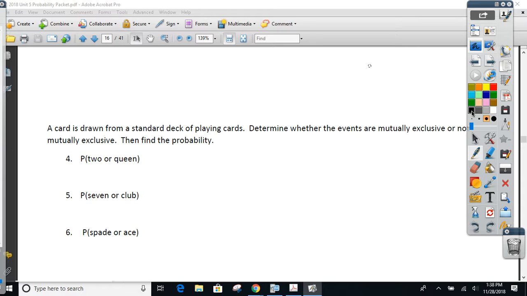Can you get a card with a 7 and a club on it? Yes, you can. So these are not mutually exclusive because they can happen at the same time. And then what about a spade and an ace? Can that happen at the same time? Yes. So these are not mutually exclusive. All right. They're only mutually exclusive if they cannot happen at the same time. All right. Good question, because that'll be on there tomorrow. And also finding the probability of it.